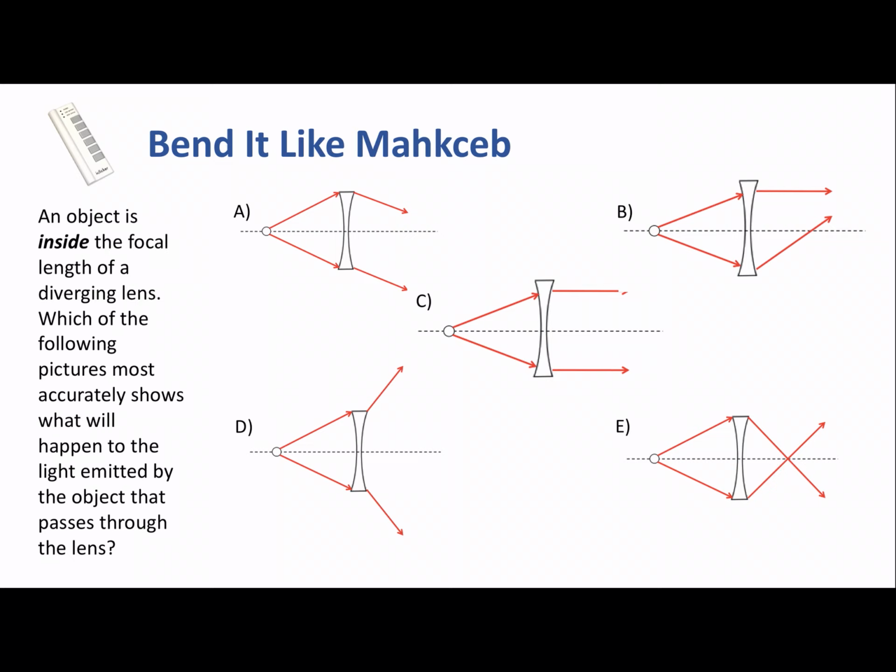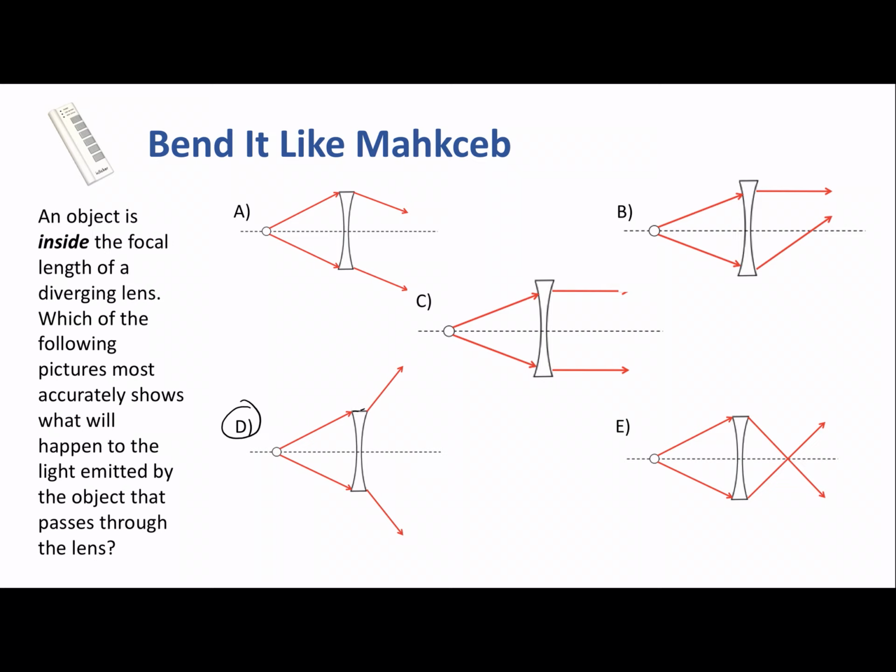Now, diverging lenses are complicated in some ways. We're going to see that in a minute. In other ways, they're not so bad because the light passing through a diverging lens always diverges. And it always diverges more than what it was doing before. So D is going to be the right answer.